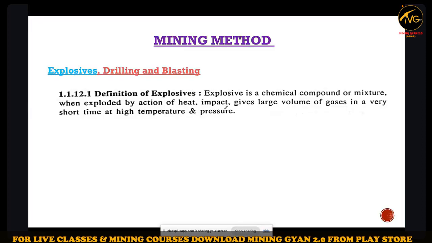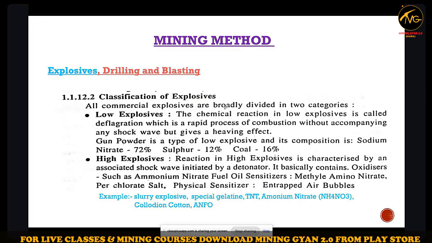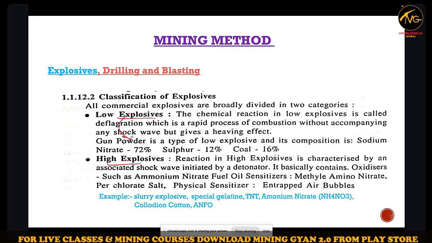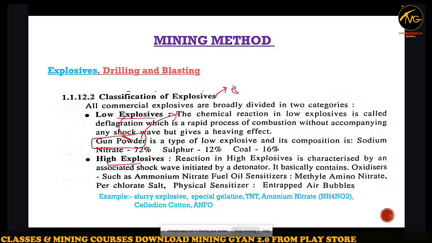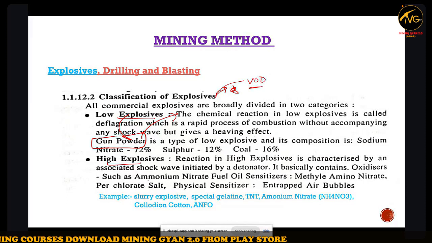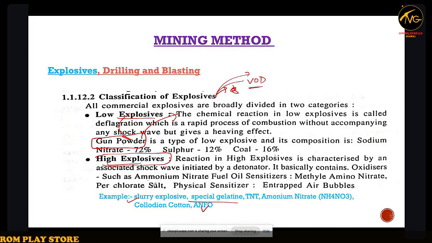Then we discussed explosives. What is an explosive? Classification of explosives: low explosive and high explosive. Low explosive, a common example is gunpowder. So the effect is low, and the BOD is low. And in high explosives, we discussed celery, special gelatin, TNT, ammonium nitrate, collodion cotton, ANFO.